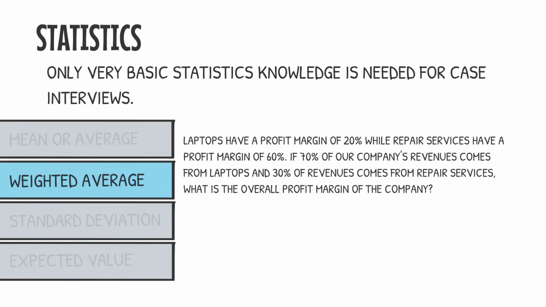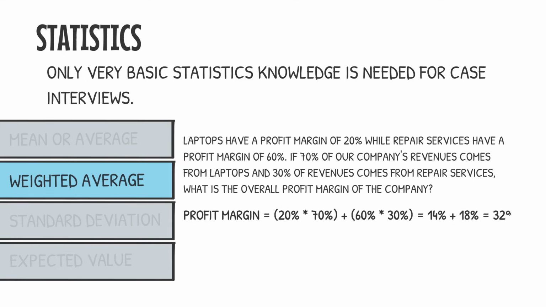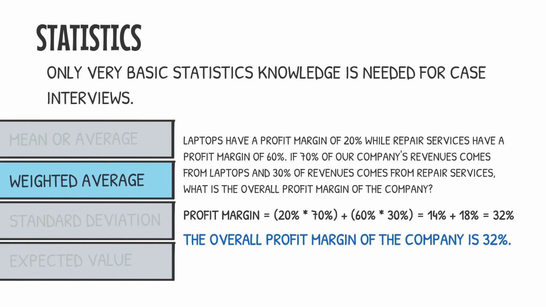To determine the average profit margin of the company, we take the profit margins of each product or service and multiply it by their respective weights. In this example, the weights are determined by the percentage of the company's total revenue. So, profit margin equals 20% times 70% plus 60% times 30%, which equals 14% plus 18%, or 32%. The overall profit margin of the company is 32%.